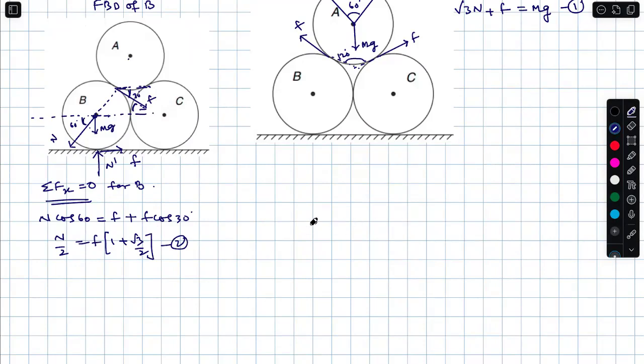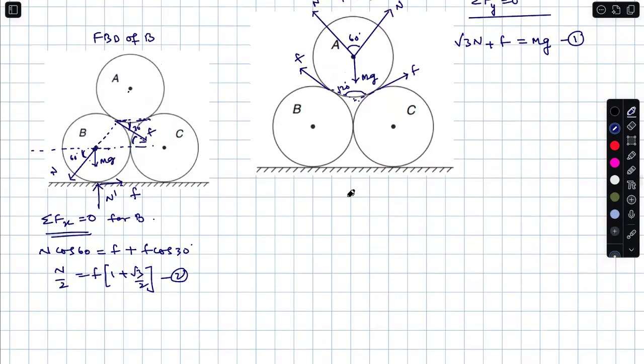Right. Now, you have two options. Use equation 2 in equation 1. What happens? Root 3 times 2F into 1 plus root 3 by 2, plus F is mg.